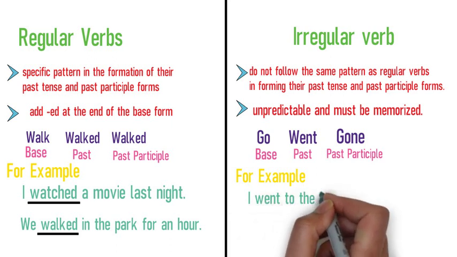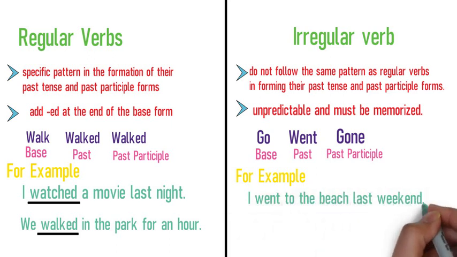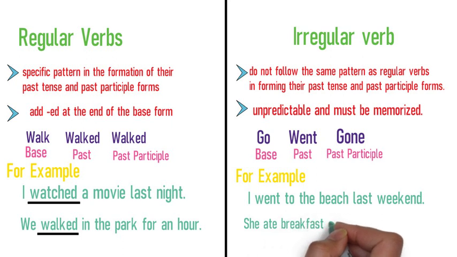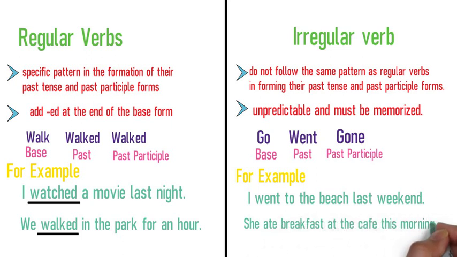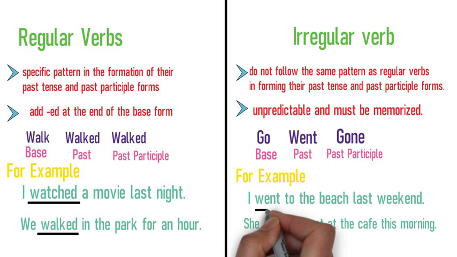I went to the beach last weekend. She ate breakfast at the cafe this morning. In both these sentences, went and ate are irregular verbs. In the first sentence, the base form is go, its past form is went, and its past participle form is gone. In the second sentence, the base form is eat, its past form is ate, and its past participle form is eaten.